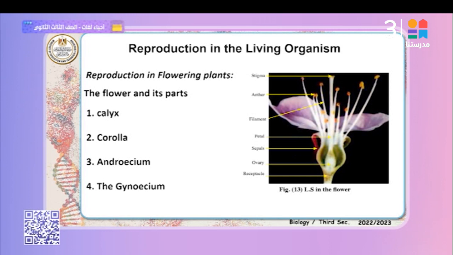Colored and scented leaves. Why colored and scented? To attract the insects that play an important role in the reproduction of flowers. They attract insects to transfer the pollen grain from anthers to the stigma, to help the pollination process. Then the androecium, which represents the male reproductive organ. It consists of stamens, which have two parts: filament and anther. The anther contains 4 sacs. Each sac contains spore mother cells to help form the pollen grain inside it.